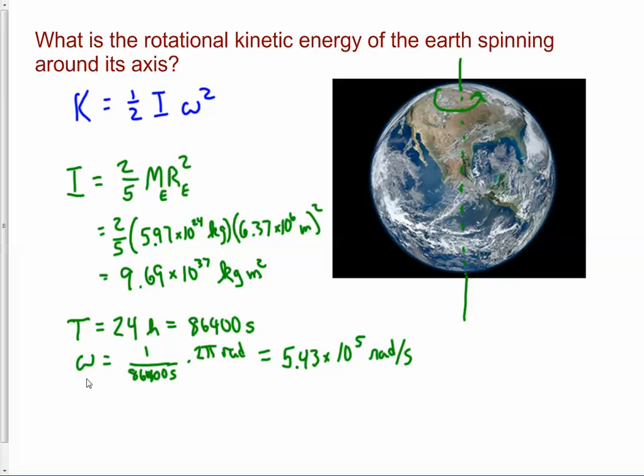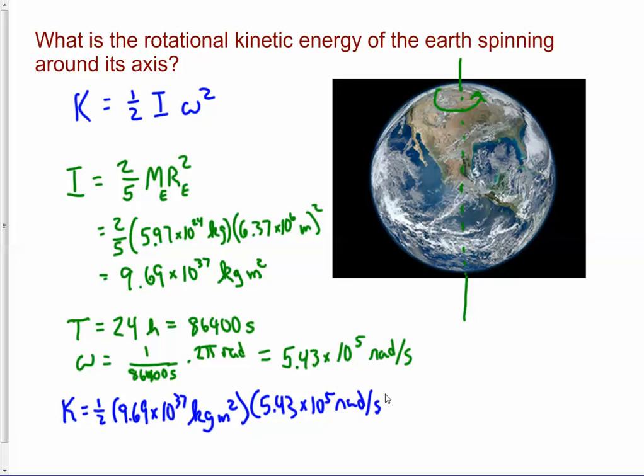All right, so now we're ready to put everything into the kinetic energy formula. So we just plug everything in. Here's the I, here's the omega. Don't forget to square the omega, giving you a final answer of 1.43 times 10 to the 49 joules of energy. So a lot of kinetic energy from the Earth spinning on its axis. This is not taking into account the Earth revolving around the Sun. Of course, that would be additional energy from that point of view.